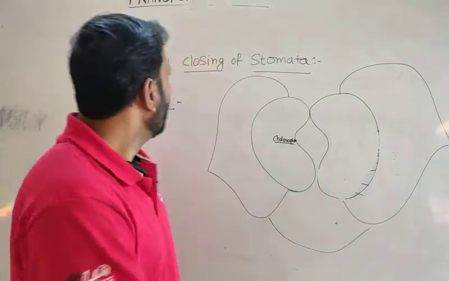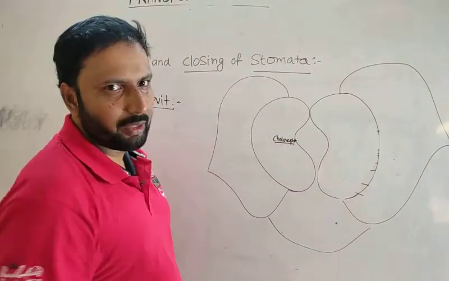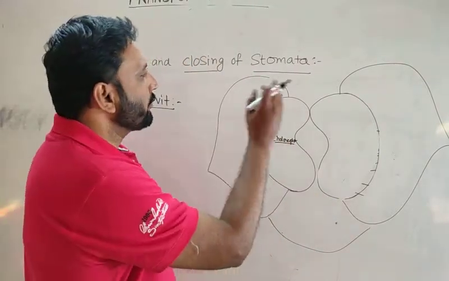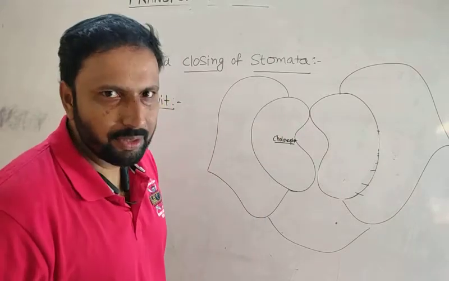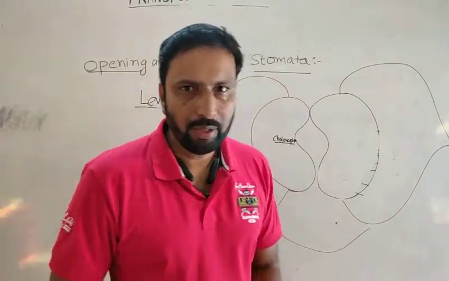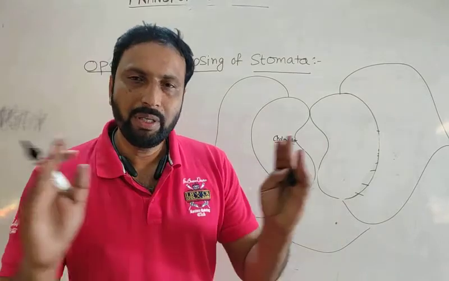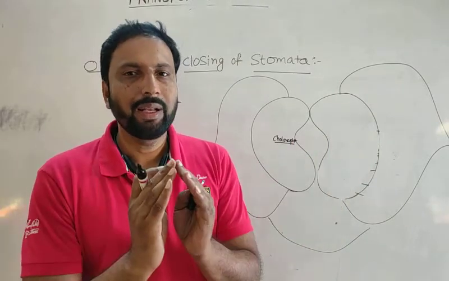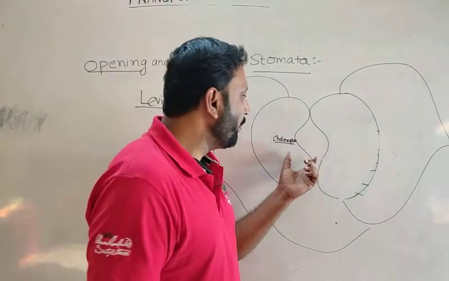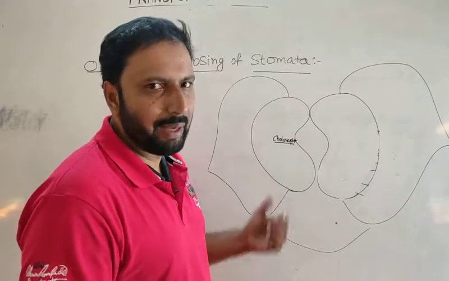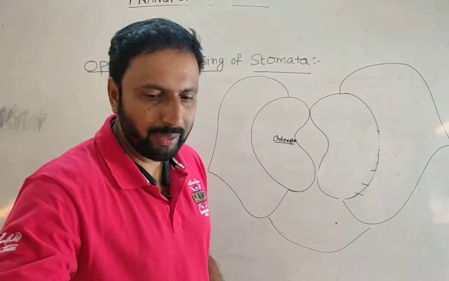Today, our topic is opening and closing of stomata, as explained by Levitt. Photoactive stomata open during the daytime and close during the night. So, the opening and closing mechanism in the plants, the two photoactive plants.